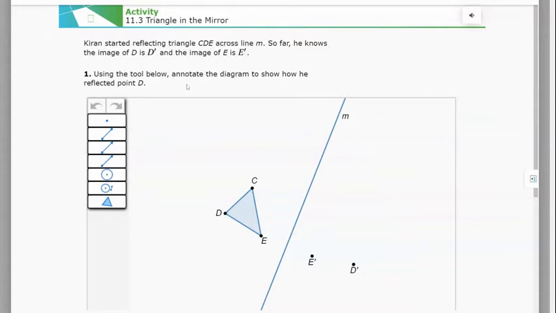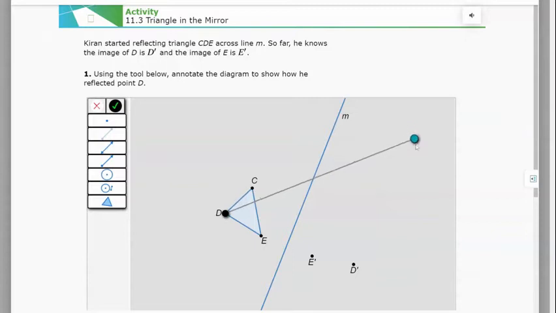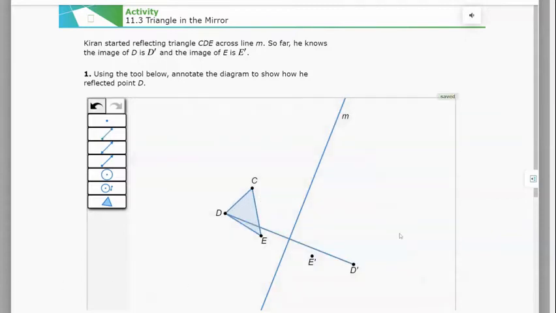It says use the tool below, annotate the diagram to show how he reflected point D. Well, let's figure that out. Let's see. I'm just going to use a line segment here from D to D prime, but how did he get there? So let's see. What kind of line is D to D prime to line M? What do you think that looks like from previous lessons? Hopefully you realize that looks like a perpendicular bisector.